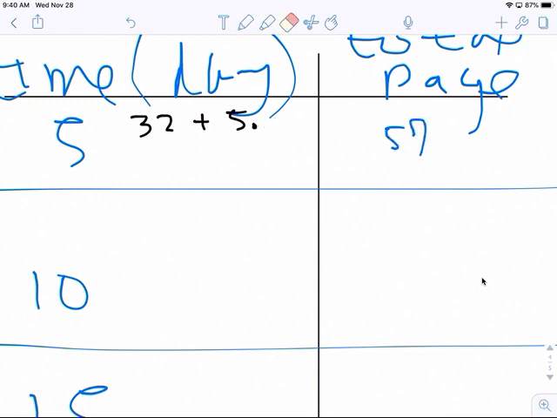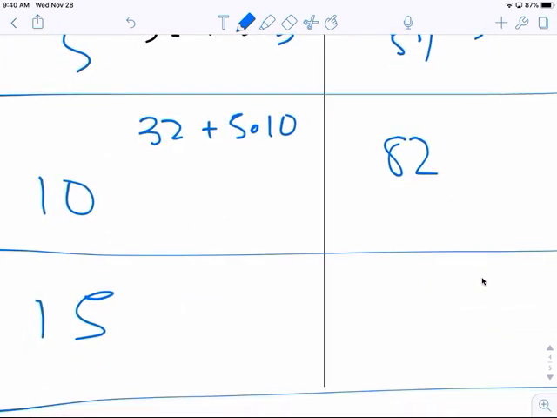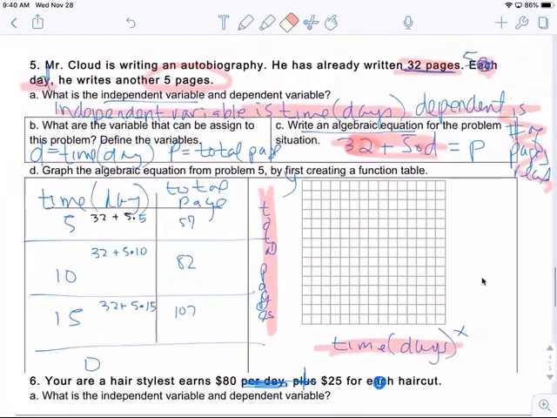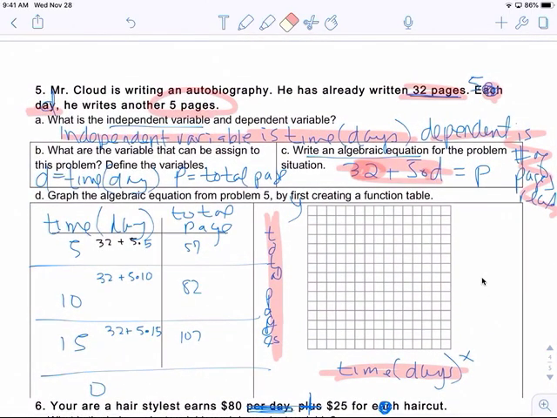Okay. So 32 plus 5 times 10. 32 plus 50 is 82 pages. Then 32 plus 5 pages per day times the 15 days. That's 75, right? Yeah. So you got 107 pages in 15 days. Slow reader. Or writer. Oh, that's a lot of writing. I can't write that much.